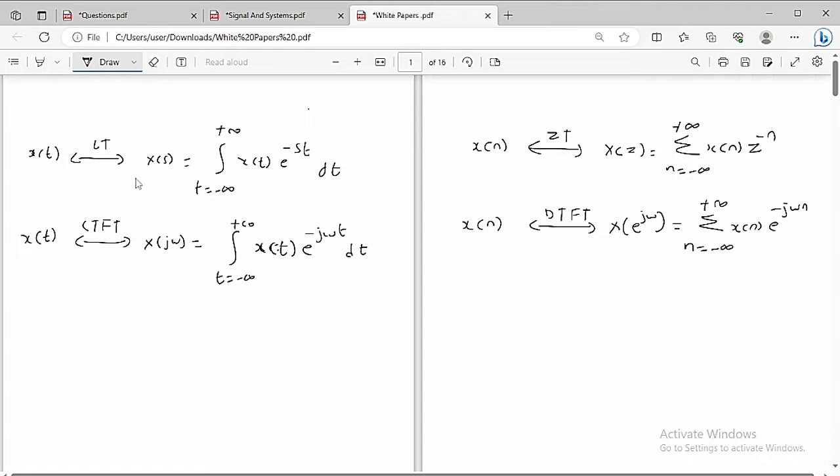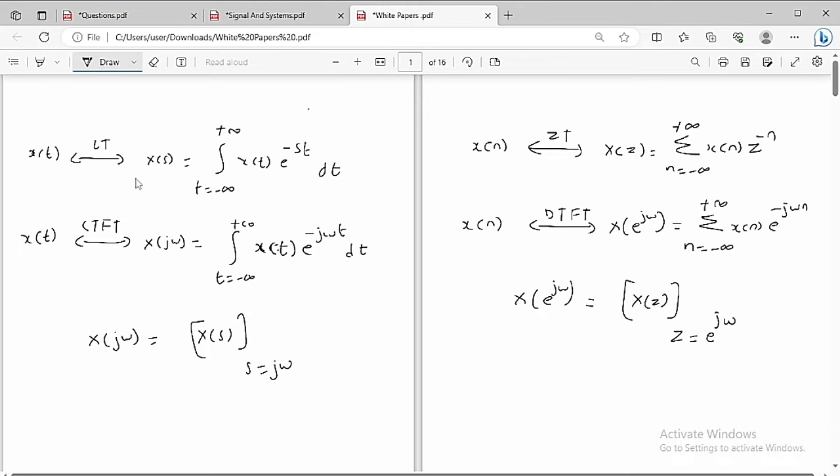So if you want the continuous time Fourier transform, in place of the Laplace transform, replace s by j omega, then we are going to get the continuous time Fourier transform. Similarly, if you want the discrete time Fourier transform, then simply we have to replace z by e to the power of j omega in the case of the z transform, then we are going to get the discrete time Fourier transform.